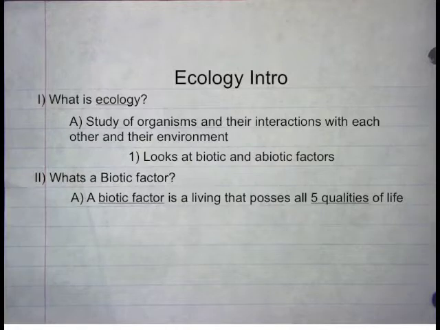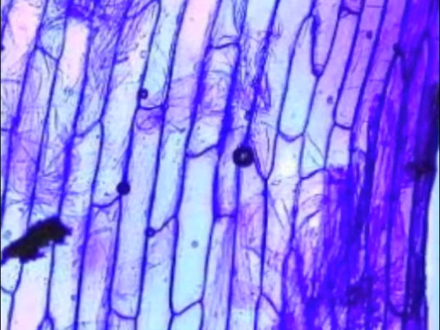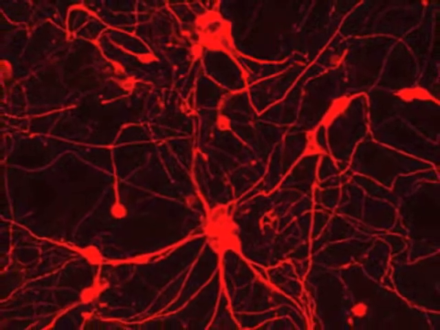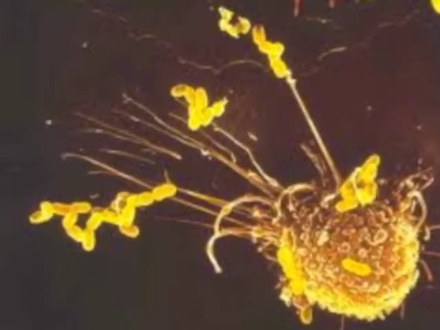What is a biotic factor? A biotic factor is living and possesses all 5 qualities of life. Quality one: made of cells. All organisms are made up of one or more cells, such as plants, human brains, and other such. Some, like bacteria, are considered to be only single-celled organisms.